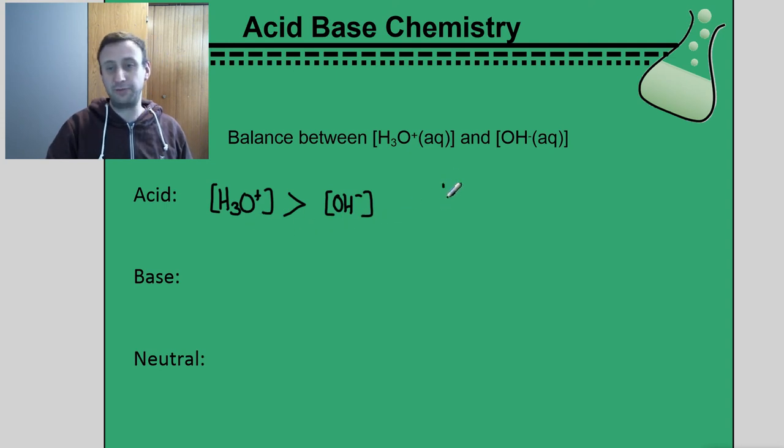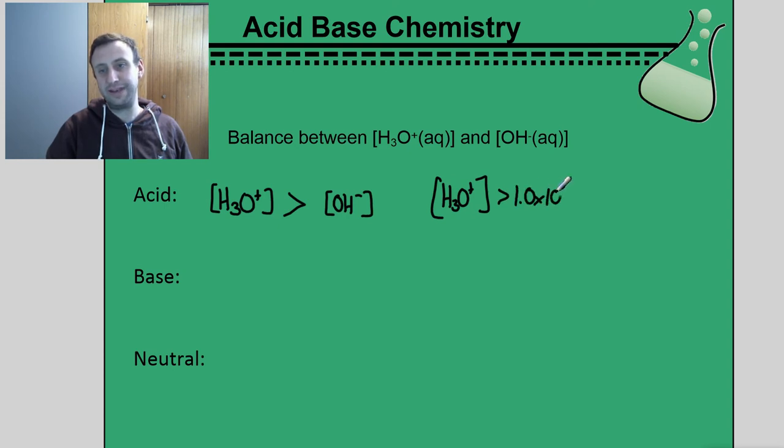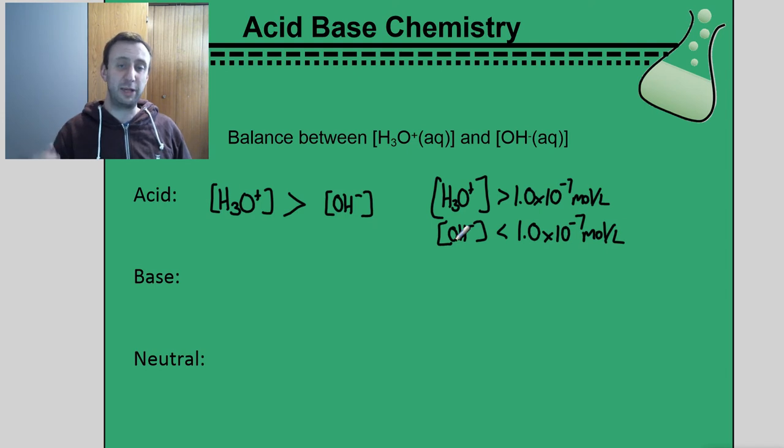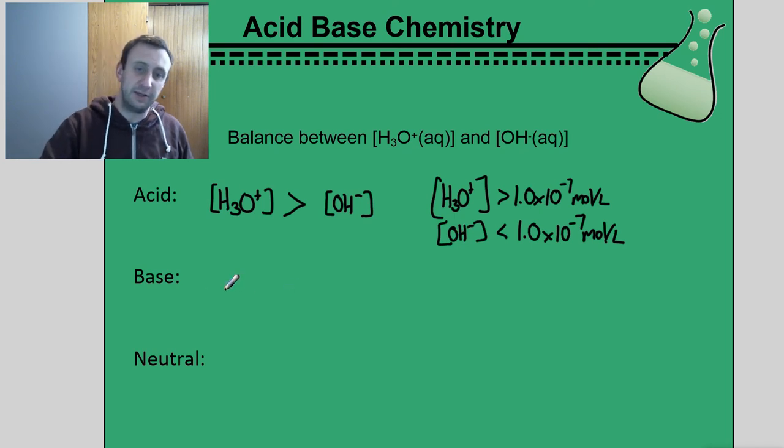Now I can also say that in this case, hydronium concentration will be greater than 1.0 times 10 to the negative 7 moles per liter, right? While my hydroxide, OH minus, must be less than 1.0 times 10 to the negative 7 moles per liter in that case. But if I multiply both of these concentrations together, it will still give me Kw, 1.0 times 10 to the negative 14.